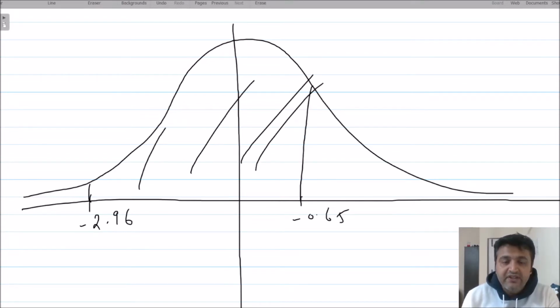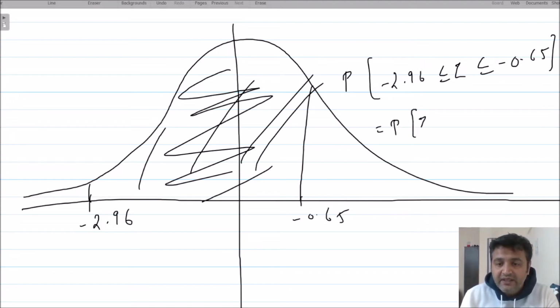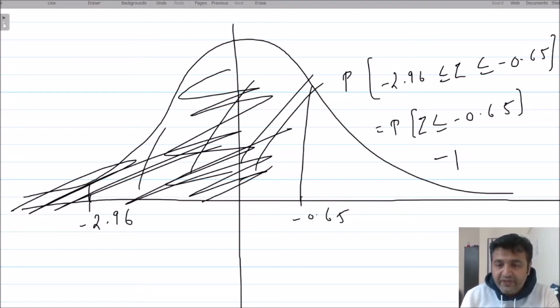We have seen earlier how to solve that. The probability of minus 2.16 less than or equal to z less than or equal to minus 0.65 is nothing but this: you find the area towards the left of minus 0.65, which gives you a complete part, and then you subtract from it the probability of z less than or equal to minus 2.16, that is, you subtract this much part over here.